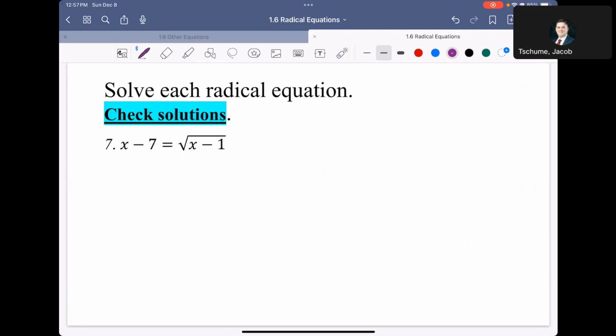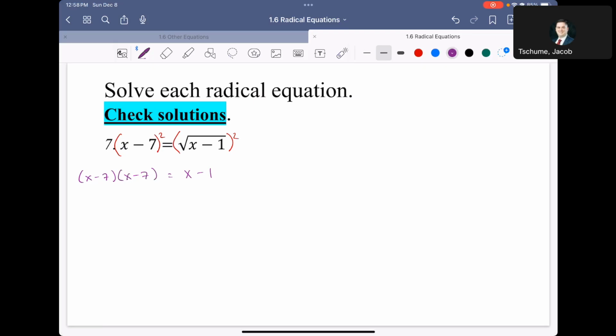Now, nicely on this one, the square root is already by itself on one side of the equation, so I can go ahead and go straight into my squaring technique. So I'm going to square both sides of the equation. Now, on the left, when you square x minus 7, that's the same thing as multiplying x minus 7 times itself, which I'll do in just a second. On the right, if you square a square root, that's a little bit nicer. That's just going to cancel and give you x minus 1.